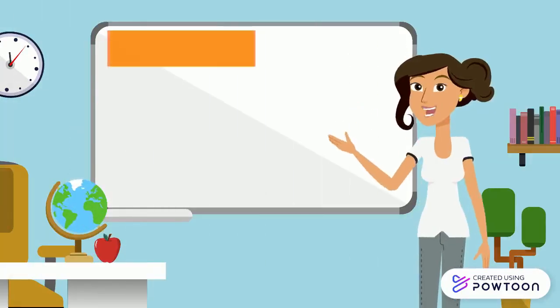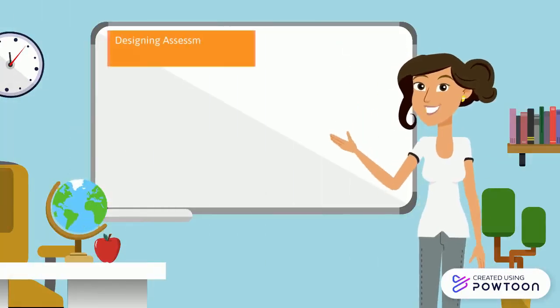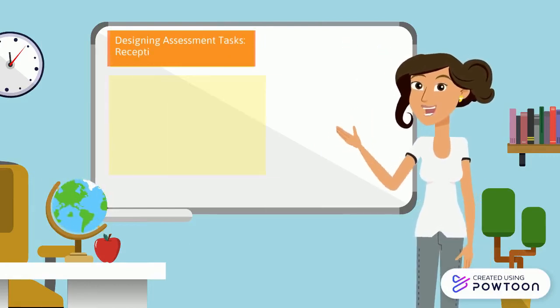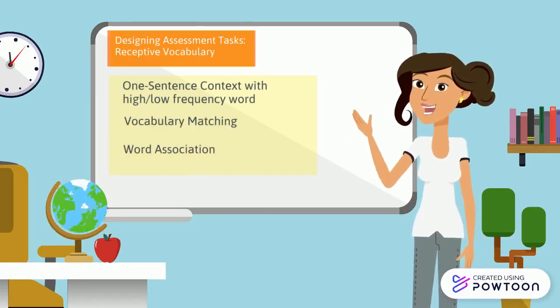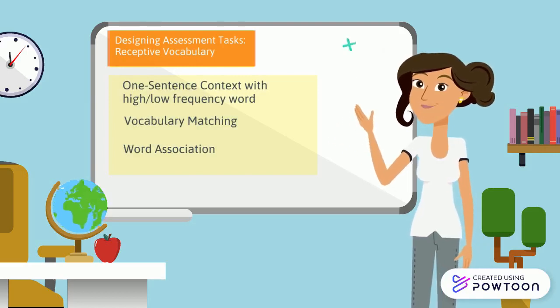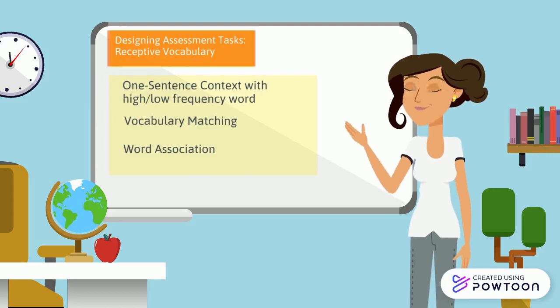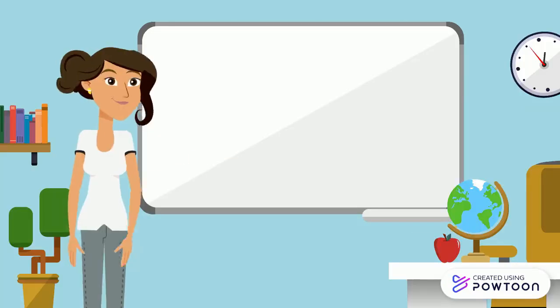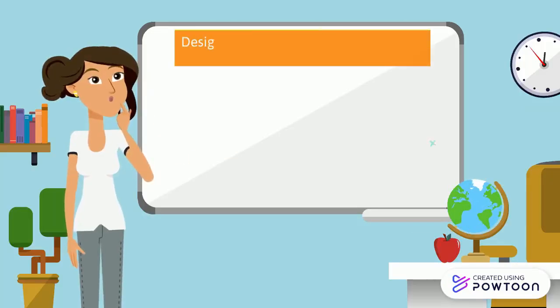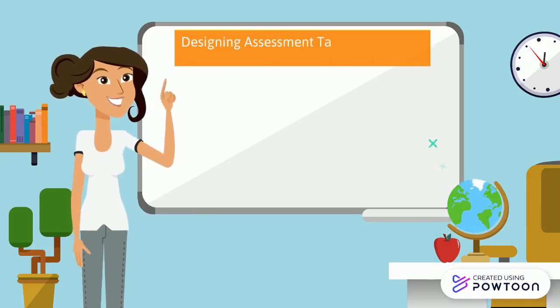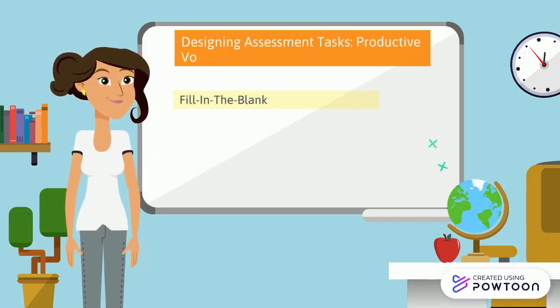We also have categories when designing assessment tasks for vocabulary. The first one is receptive vocabulary, and on this one we have one sentence context with a high or low frequency word, vocabulary matching exercises, and word association. The other category would be productive vocabulary, and on this one we have 2 types, which are fill in the blank and selective deletion cloze.